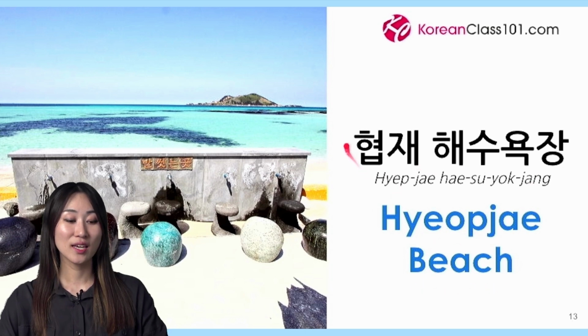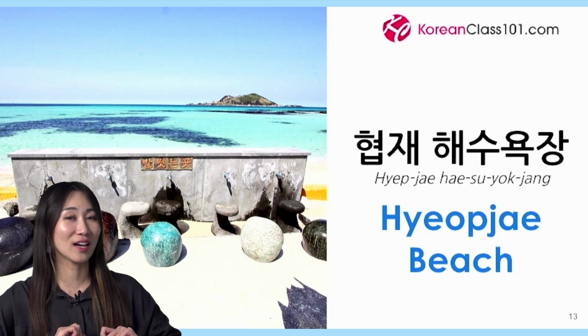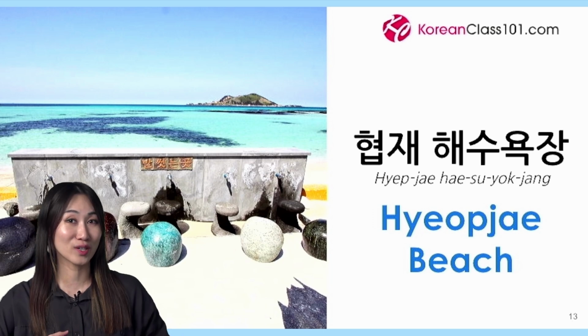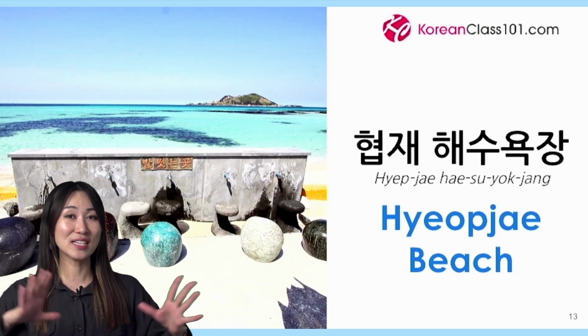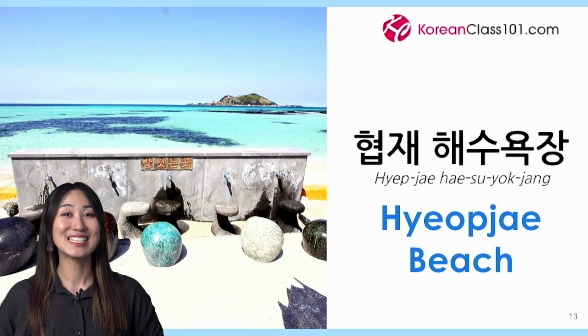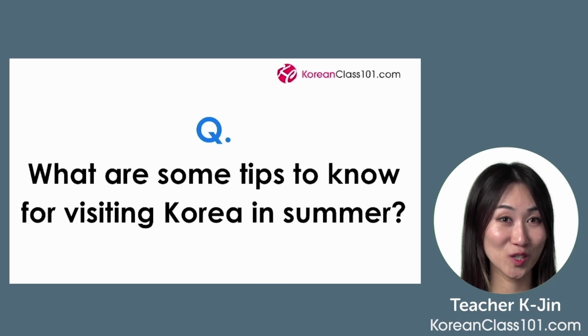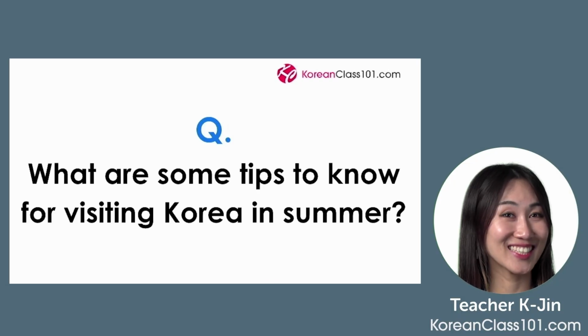You can find this 협재 해수욕장 in Jeju Island. Remember Jeju Island, located in South Korea, is the biggest island in Korea. There you can see this beautiful sea. 협재 해수욕장. Here's the last question from Sasha. Thank you, Sasha. What are some tips to know for visiting Korea in summer?